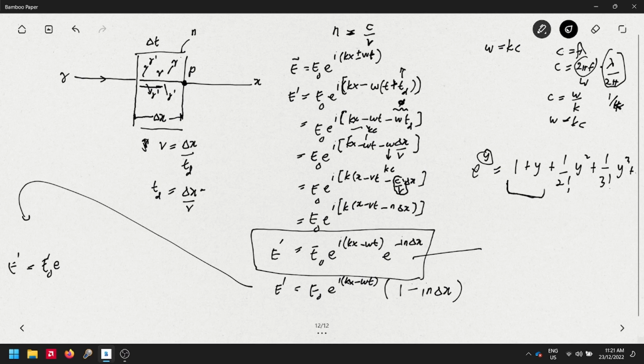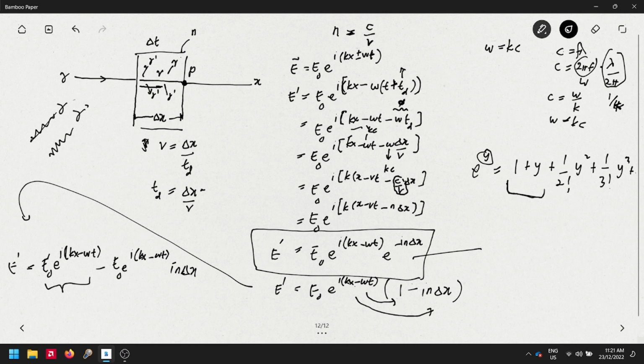So E naught e to the i (kx minus omega t), minus E naught e to the i (kx minus omega t) times i n delta x. Because I bring this one over here and this one over here, there should be E naught and E naught. I've mentioned that I have my original photon and then I have my secondary photon. They superimpose, right? So you will see that this is the original photon and this is the photon generated by the electron.